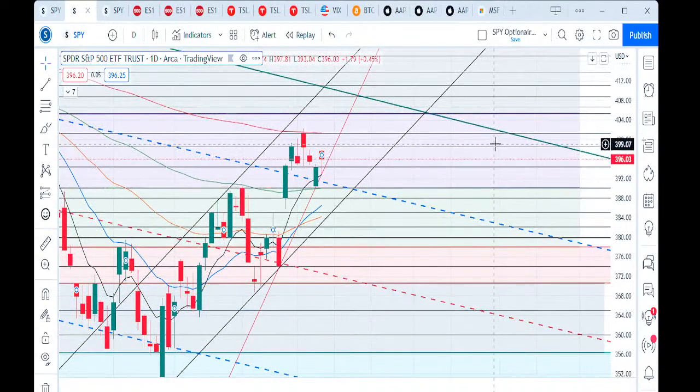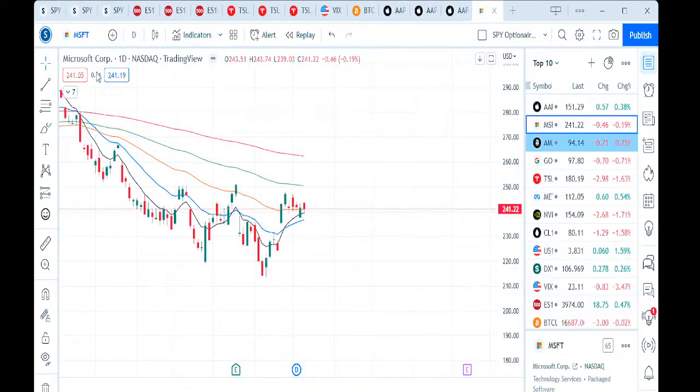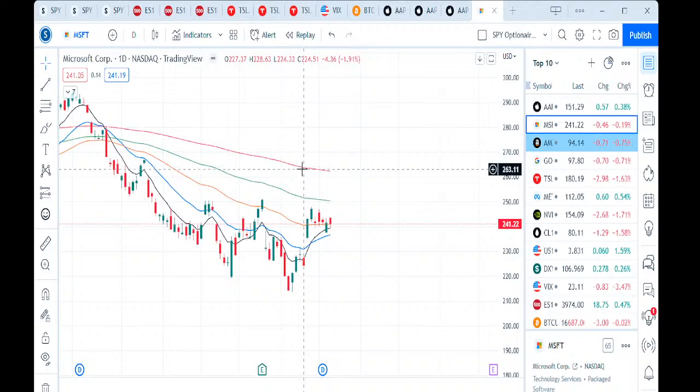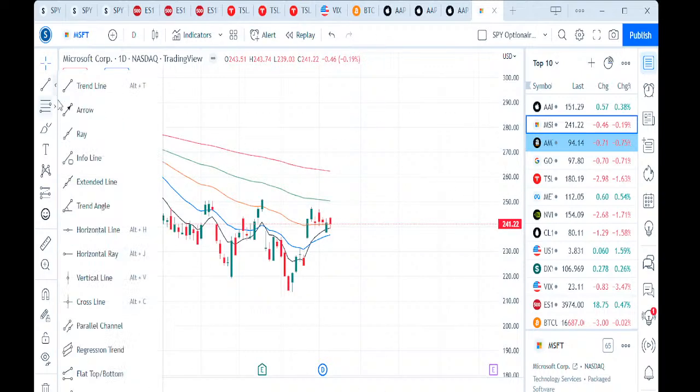So if there's no other questions, I'm just going to pull up Microsoft real quick, a random chart that I don't have anything on. And I'm just going to show you an example of me going through. Thank you for letting me know, Russell, that it's pinned. I'm just going to show you what I would do if I was pulling up a chart and I wanted to find some key levels and some key things that might be happening.